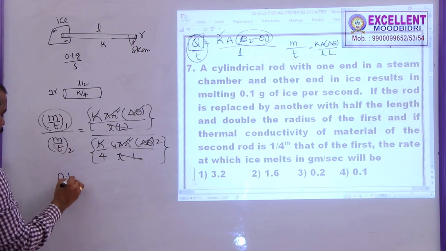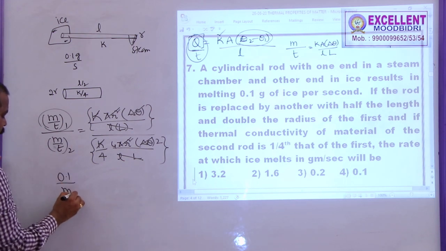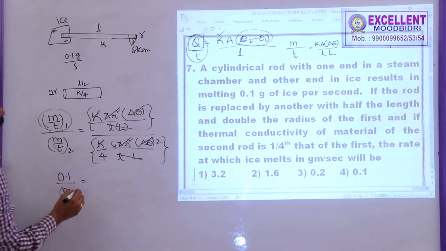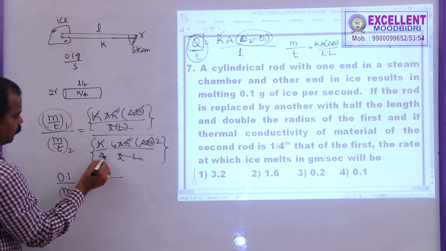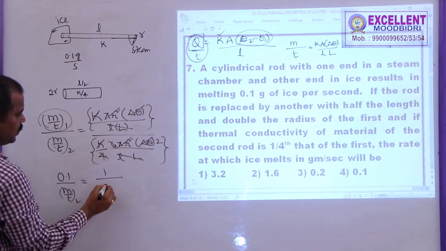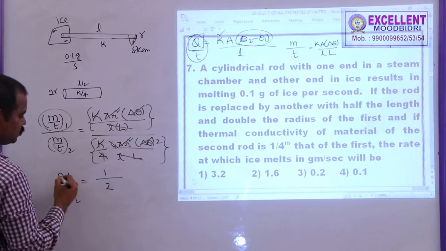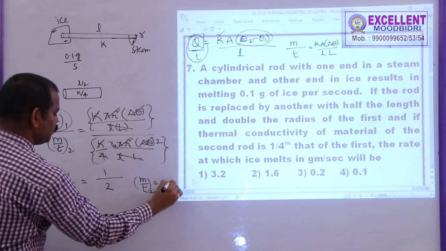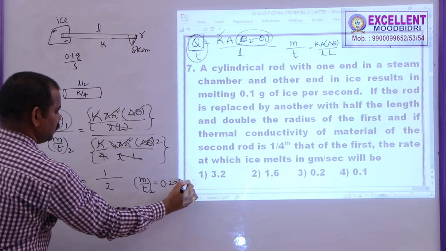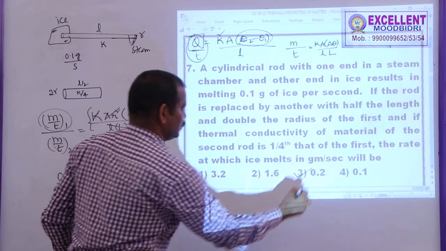So 0.1 grams, by this M by T2, is equal to... Here everything is cancelled, here 1. And here you can see the 4 and 4 get cancelled, the remaining term is 2. So by cross multiplication, M by T2 in the second case is equal to 0.2 grams per second. So option 3 is correct.